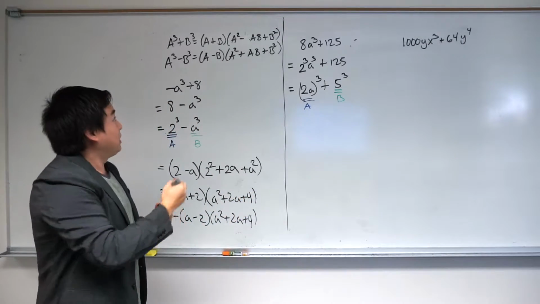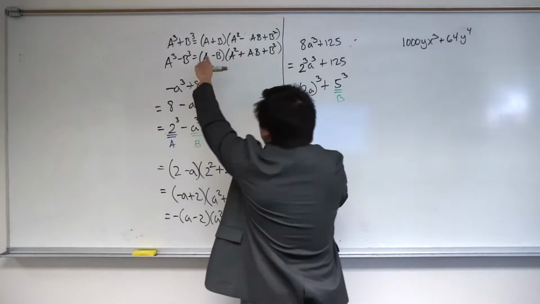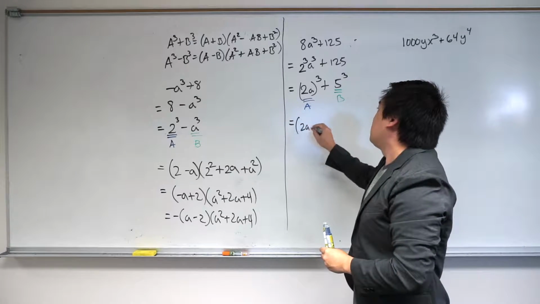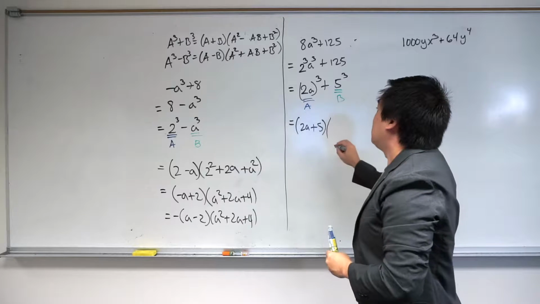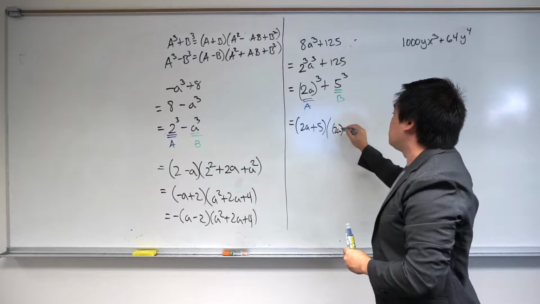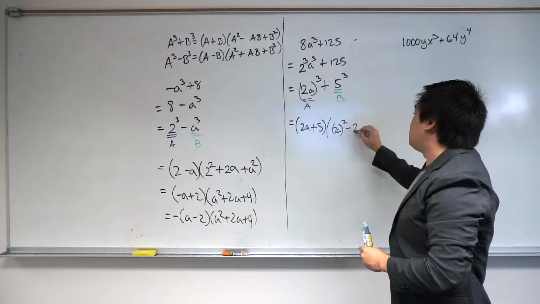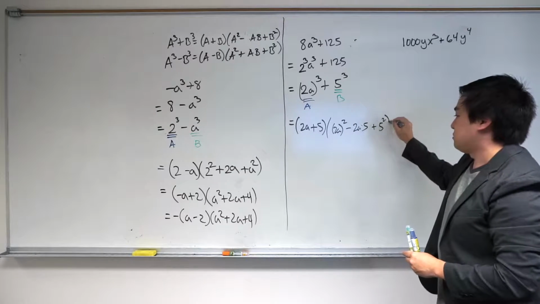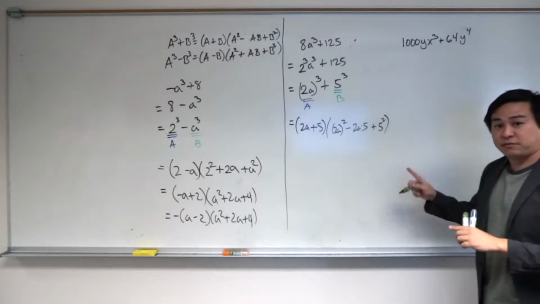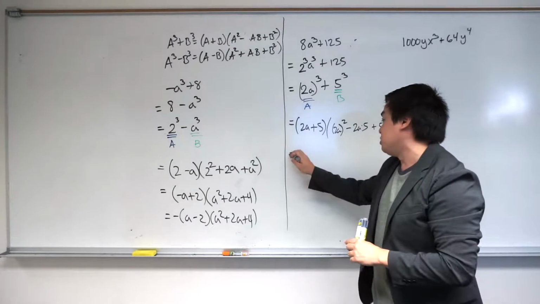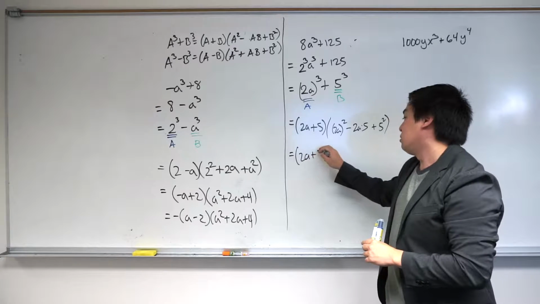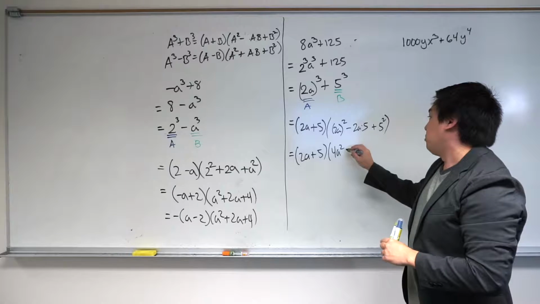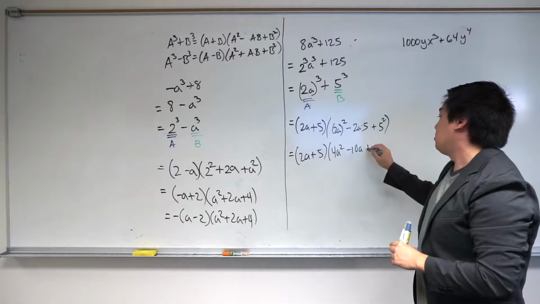Again, plug into the formula for the sum of cubes this time, which is going to be 2a plus 5 times 2a squared minus 2a times 5 plus 5 squared. And again, simplify or expand it out so that you know whether it is factorable. 2 squared is 4a squared minus 10a plus 25.